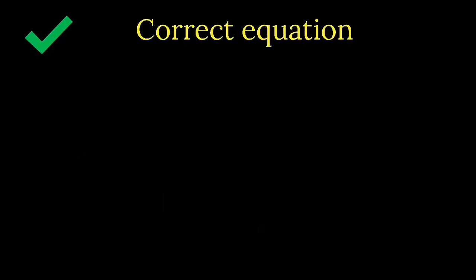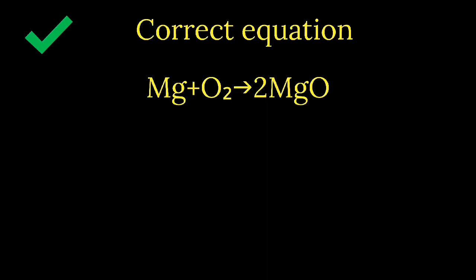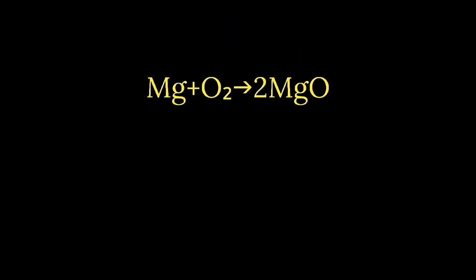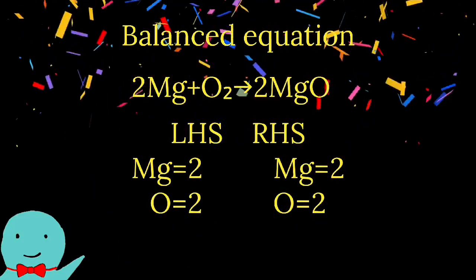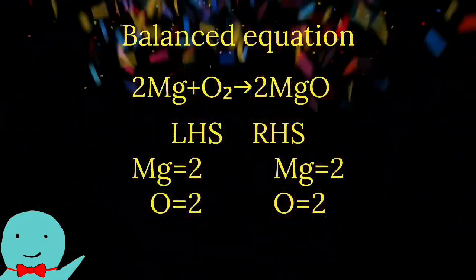So let's modify this equation, since we can't increase the number of oxygen atoms individually on the right-hand side. Let's write 2 here, but now we have 2 atoms of magnesium on this side. So let's increase the number of magnesium atoms on the other side and make it 2. Now we have 2 atoms of magnesium and 2 atoms of oxygen on both sides. Congratulations, you have just learned how to balance equations.